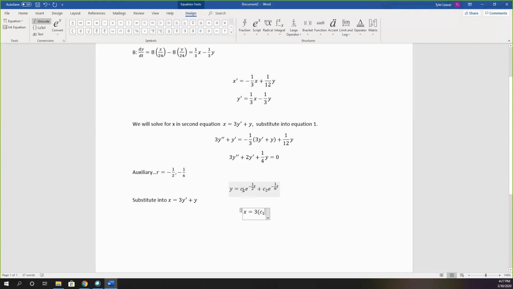I'll write it all out. So x is going to be 3 times this thing's derivative. So we're going to bring down the -1/2. Still have that C1, and we're going to leave that e to the -1/2 t. Taking the derivative of this term, bringing down the -1/6 C2, and we still have that e to the -1/6 t. Alright, so it's going to be that thing, and then plus just y itself, which is the C1 e to the -1/2 t, plus the C2 e to the -1/6 t.